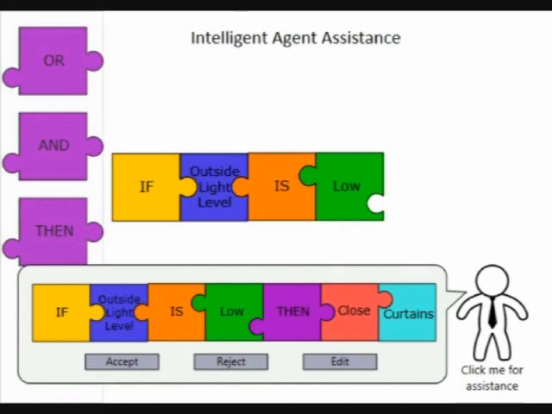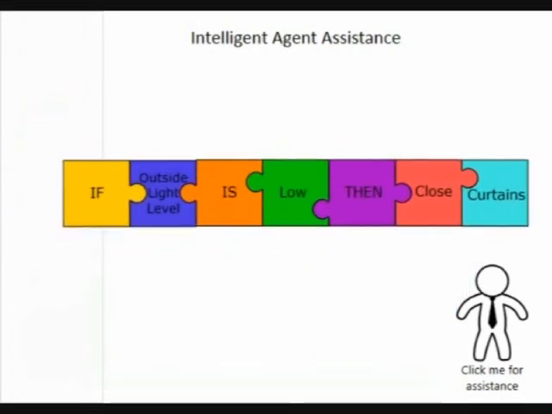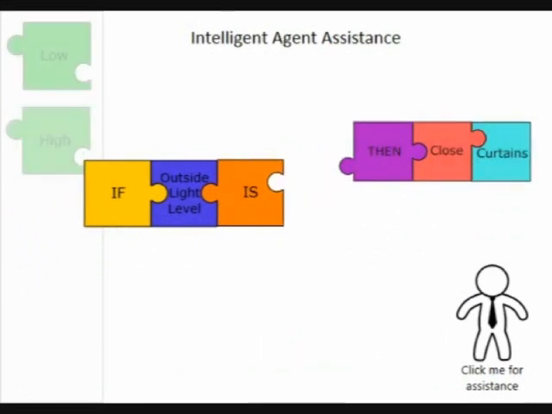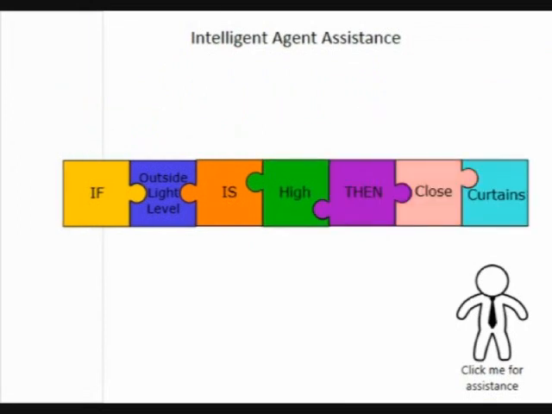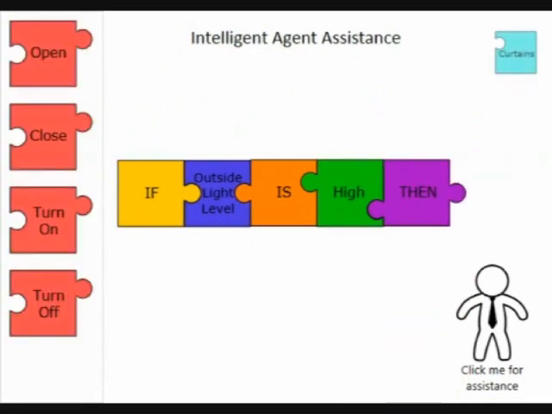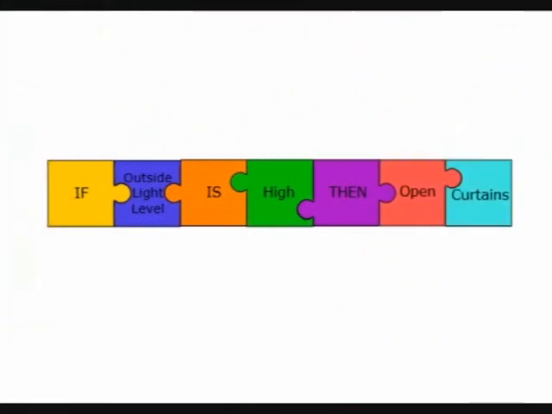Let's suppose at this point we changed our minds, and instead of this rule, we wanted the opposite, so that when it's light outside, the curtains open. Then we'd select the option Edit. At this point, we can swap the pieces of the behavior rule that we don't want. And so we'll remove low and change it for high. And remove close and change it for open. And then we have our complete rule. If outside light level is high, then open curtains.